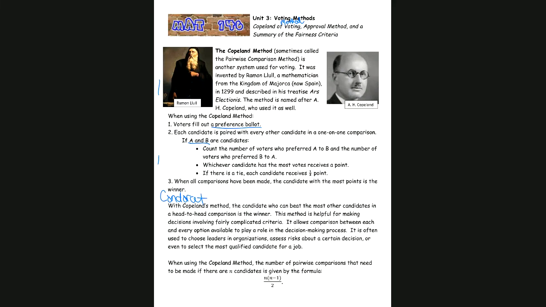Anyway, this method is helpful for making decisions involving fairly complicated criteria. It allows comparison between every option available to play a role in the decision-making process. And it's often used to elect leaders in organizations, to assess risk about a certain decision, or even to select the most qualified candidate for a job.